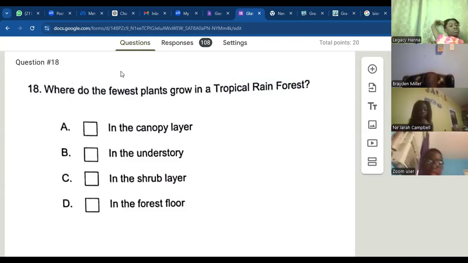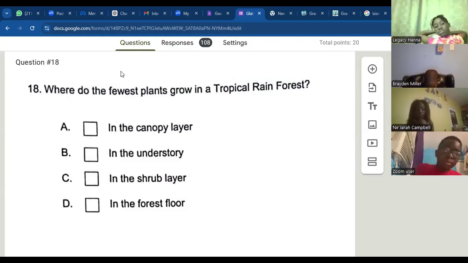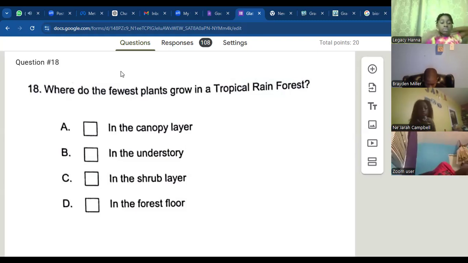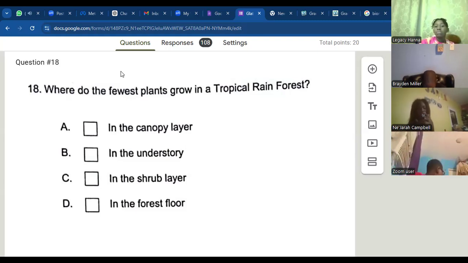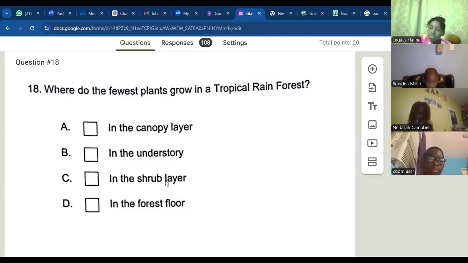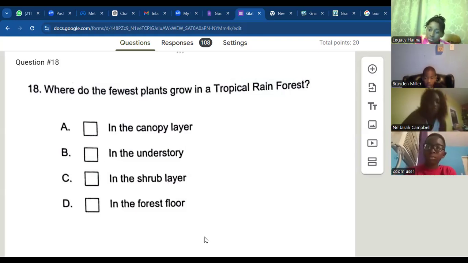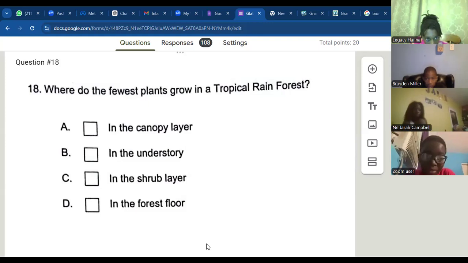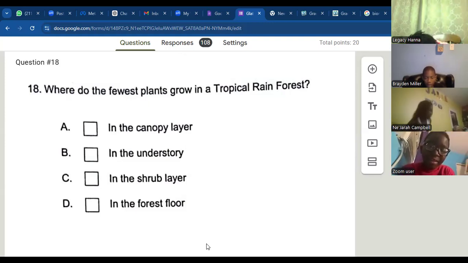Where do the fewest plants grow in the tropical rainforest? Put your hands inside the chat for me, please. Is it in the canopy? Is it in the understory? Is it in the shrub? Is it in the rainforest? The fewest plants grow.